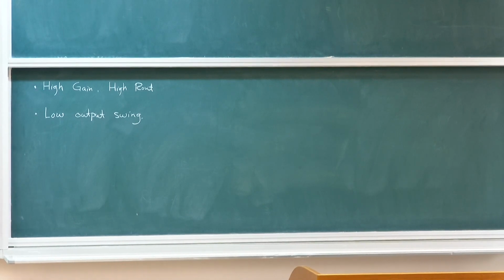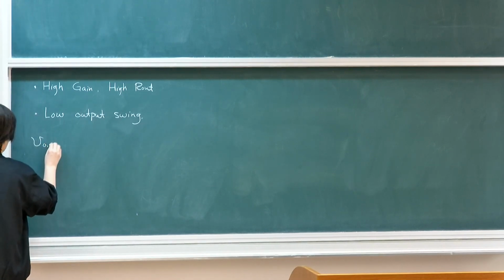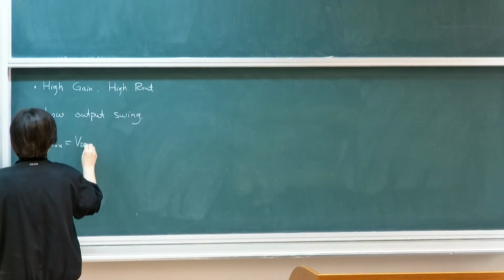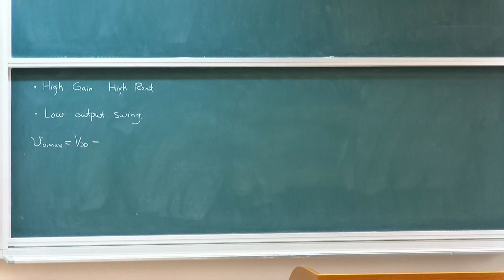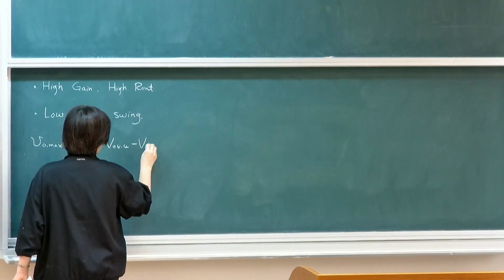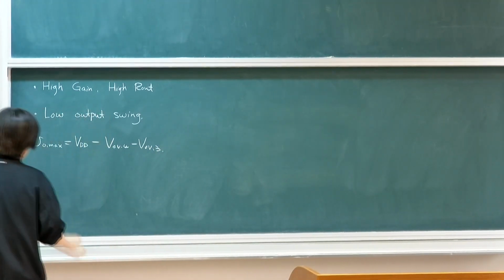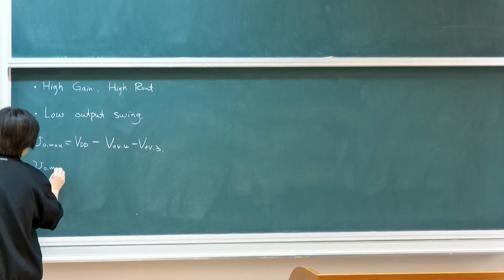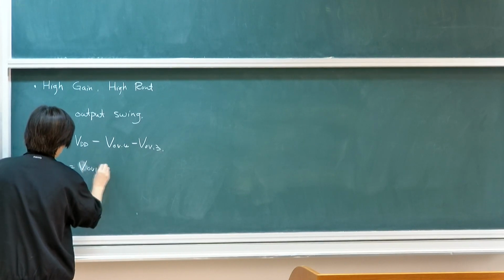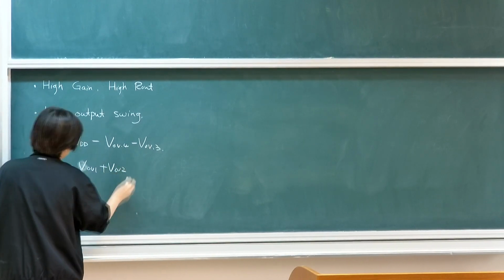So how does one improve your output swing? If you think about it, your VO max is limited by VDD minus 1 overdrive, 2 overdrive. So it's VOV4, VOV3. Your VO minimum is limited by VOV1 plus VOV2.